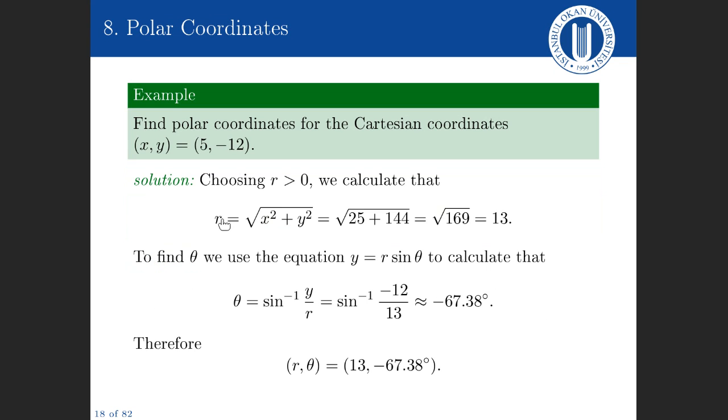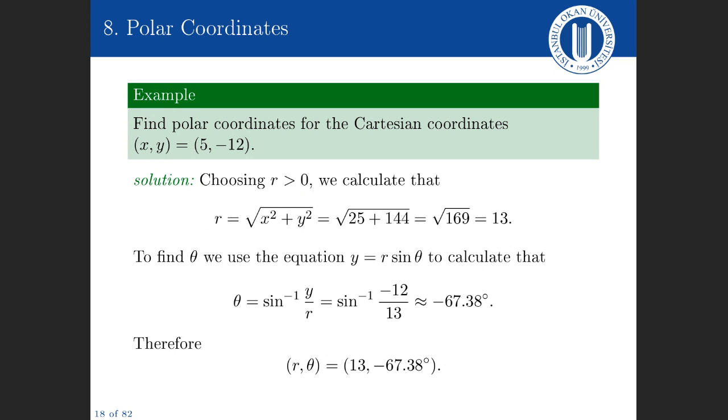Find polar coordinates for the Cartesian coordinates (x, y) equal to (5, -12). Remember, there are infinitely many polar coordinates. This question just asks us to find one. We could choose to have positive r, or we could choose to have negative r. Just to make this easier for me, I'm choosing to have r a positive number. Then, using the equation r squared is equal to x squared plus y squared, we can find that r must be 13. Then we need to find the angle.